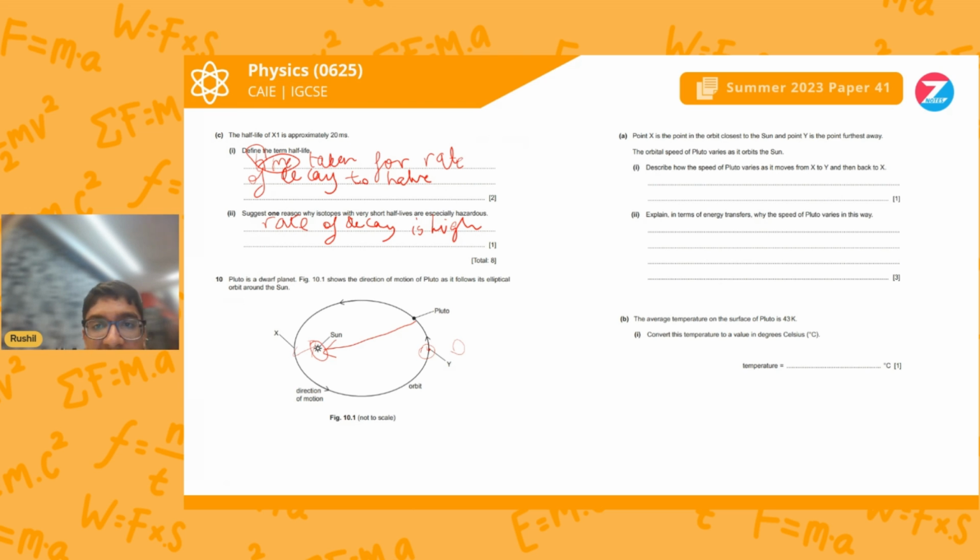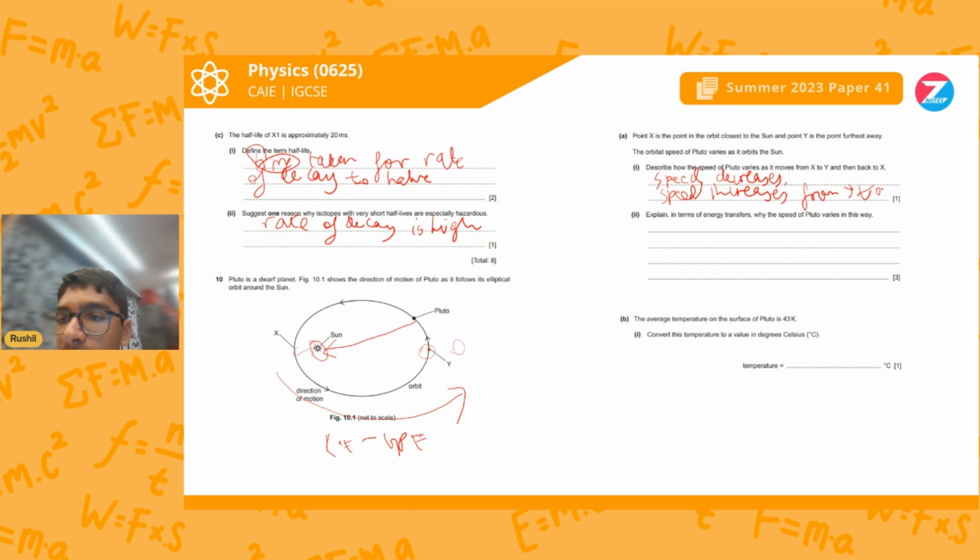So as it moves from X to Y, it's practically losing kinetic energy and it's being converted to GPE, gravitational potential energy. Hence, as it moves from X to Y, we can write that its speed decreases since kinetic energy decreases, and kinetic energy is basically proportional to speed. Speed decreases at first, then speed increases from Y to X, because here GPE is maximum, here KE is maximum. So here all the gravitational potential energy gets transferred to kinetic energy, which increases the speed.